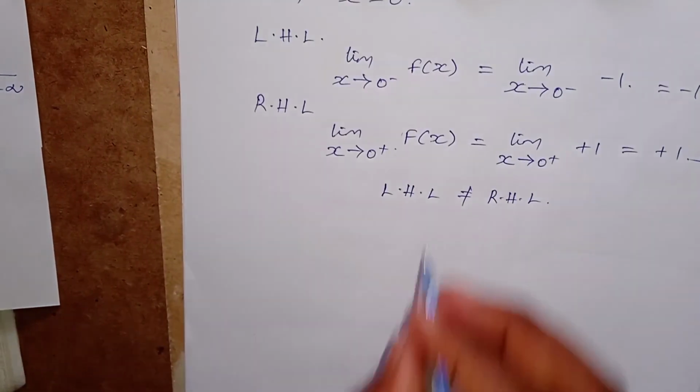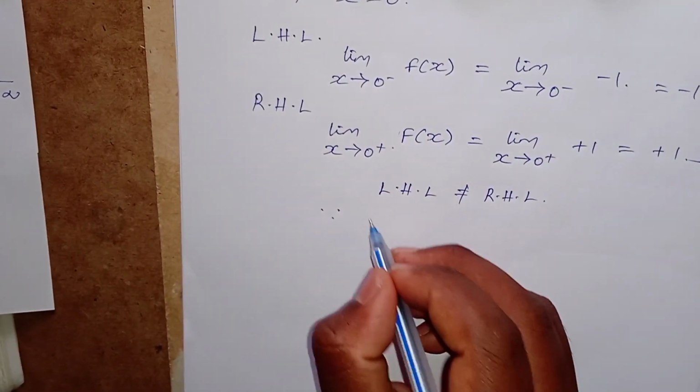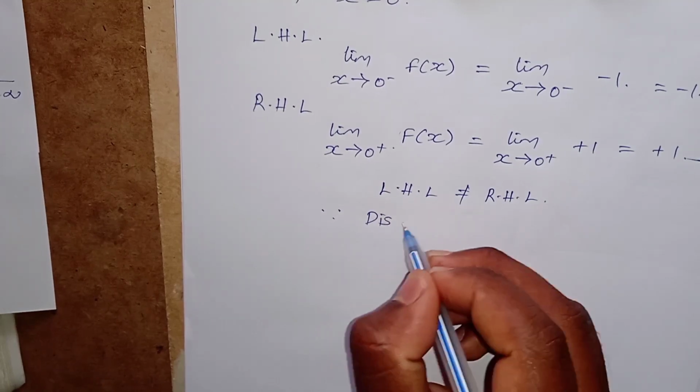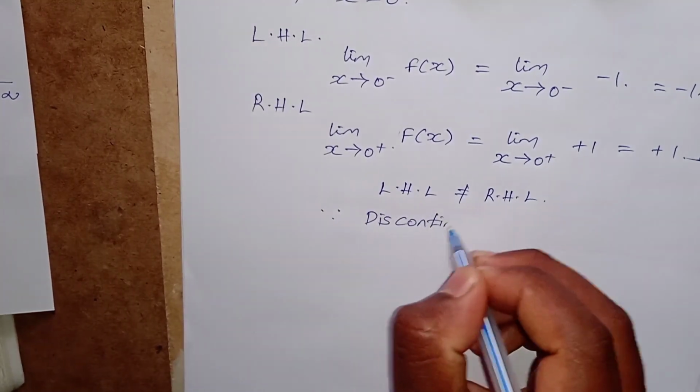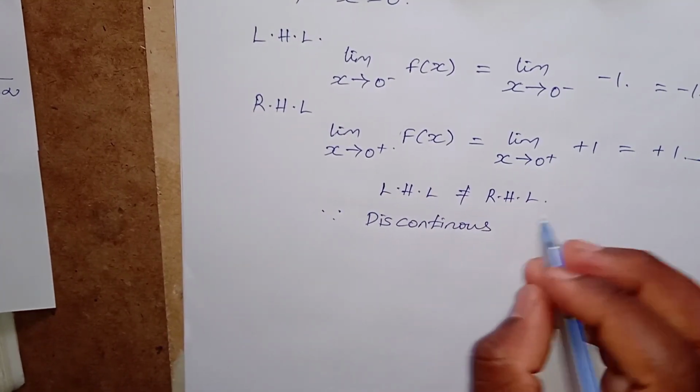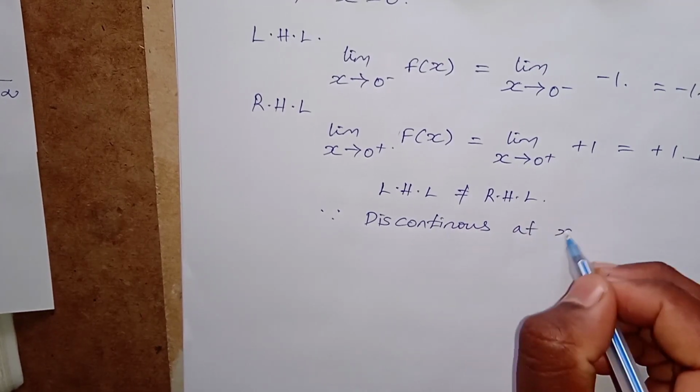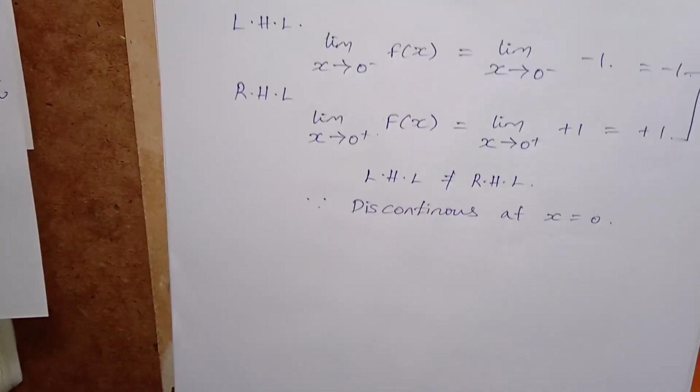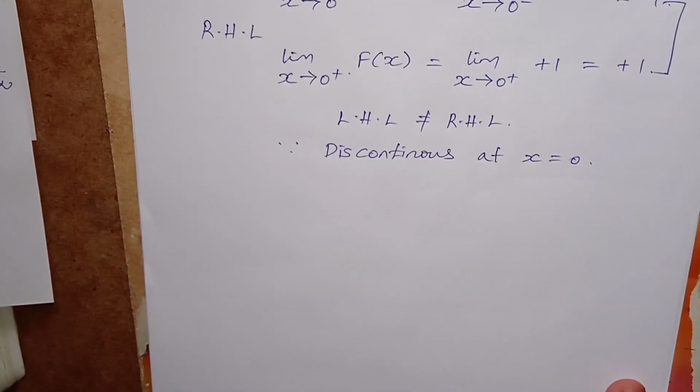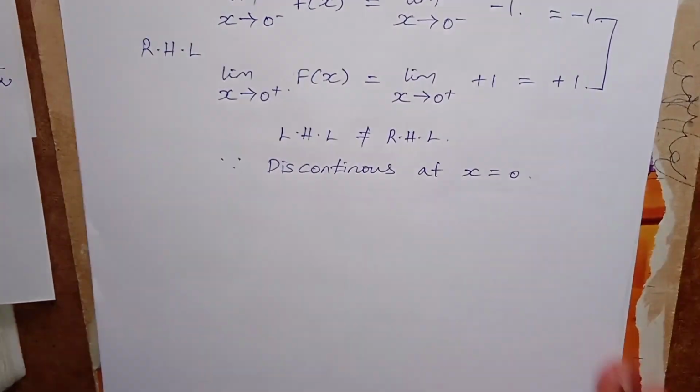Finally you can write here: discontinuous at x is equal to 0. You can write it like this.